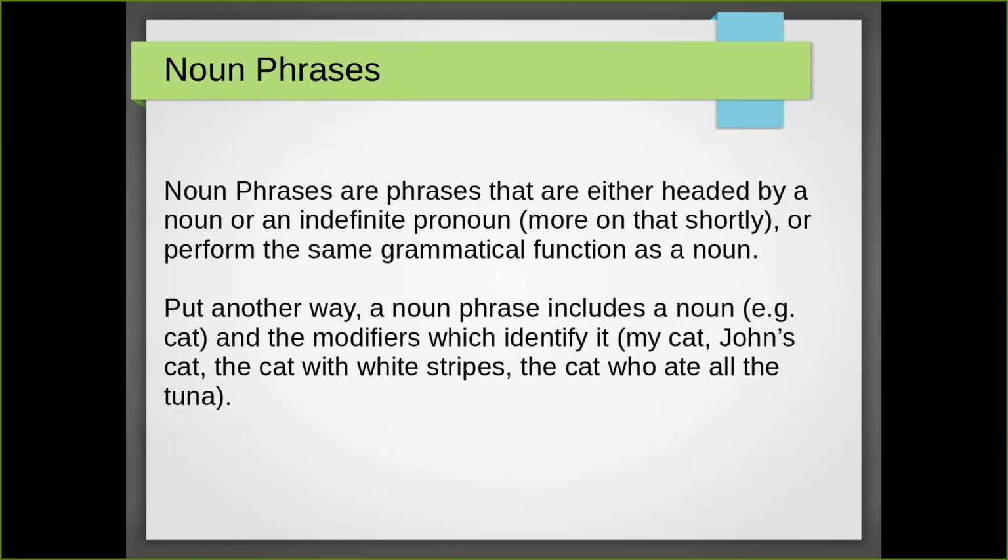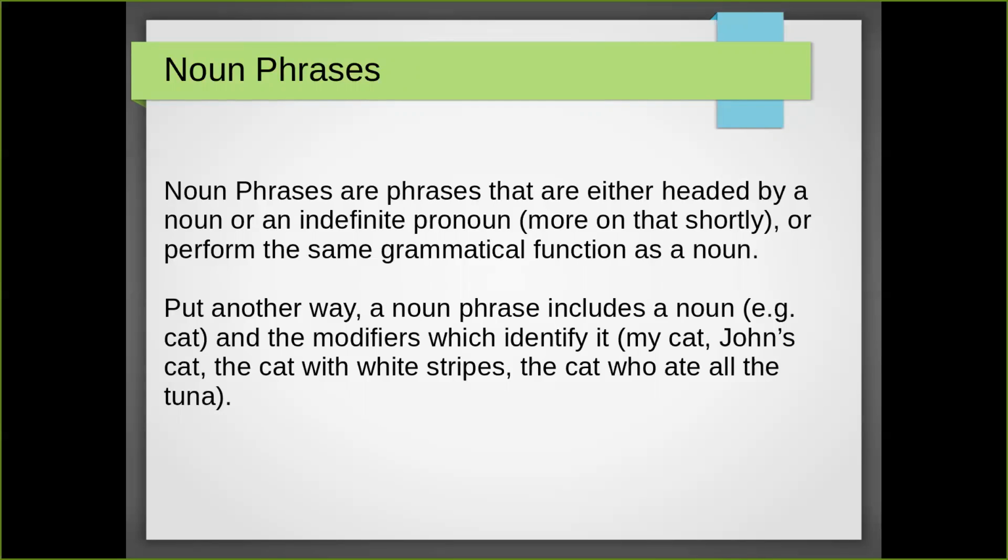Now, we also talked about noun phrases. We said how noun phrases are phrases that are either headed by a noun or an indefinite pronoun, and perform the same grammatical function as a noun. So put another way, a noun phrase is basically a noun along with the things that modify that noun to identify it. So my cat being the noun, and which cat is it? It's my cat. John's cat identifies cat as the noun, and it's John's cat.